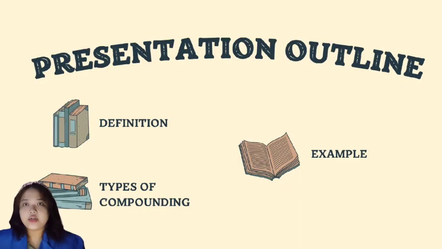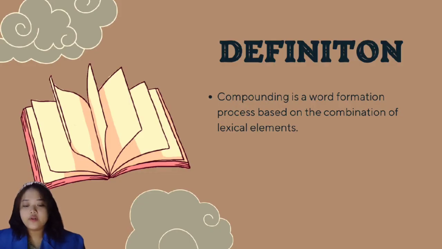So we have three outlines in here. The first is definition, the second is types of compounding, and the last one is an example of compounding. First, the definition of compounding. Compounding is a word formation process based on the combination of lexical elements. The elements can be characterized as words, stems, or lexemes, depending on the language and on the theoretical framework adopted.